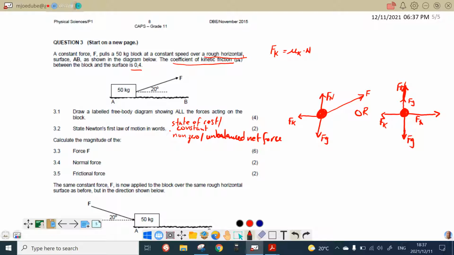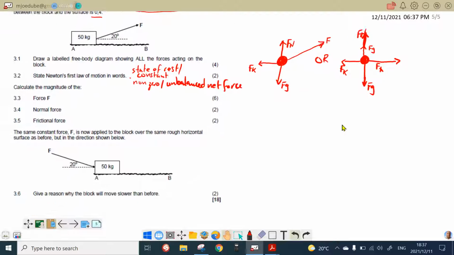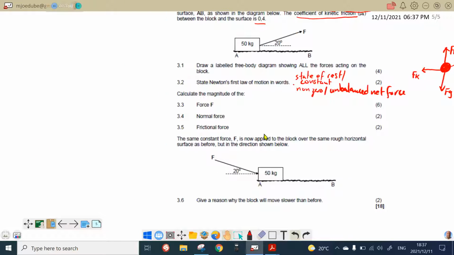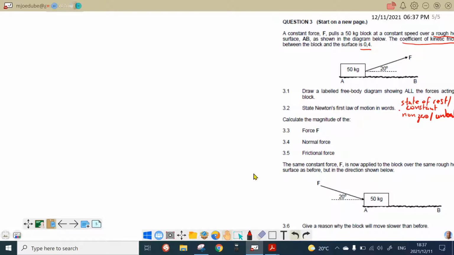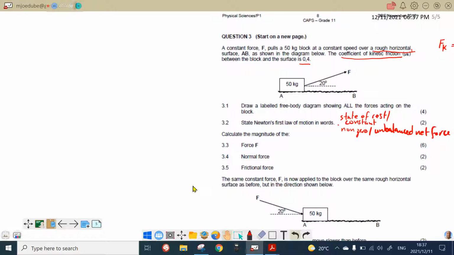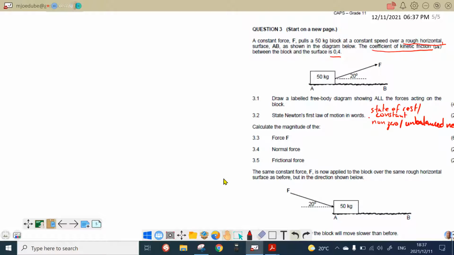And then it says calculate the magnitude of the force F. Lots of marks there, so that means you are going to do a bit of working out. Then you have to determine the normal force and then the frictional force as well for that. So now let us calculate the first part. I'm just going to create space, or I'm just going to do it on the other side. So you're asked to calculate the force F, right? So we want to know the value of the force F.